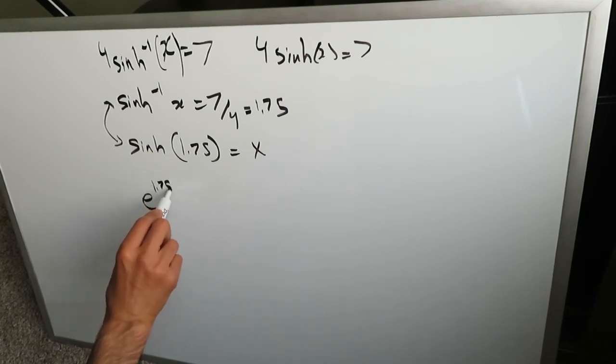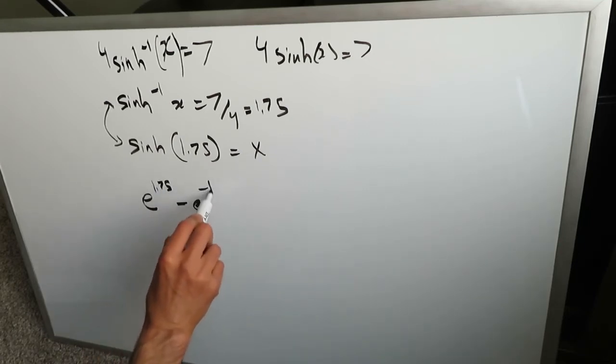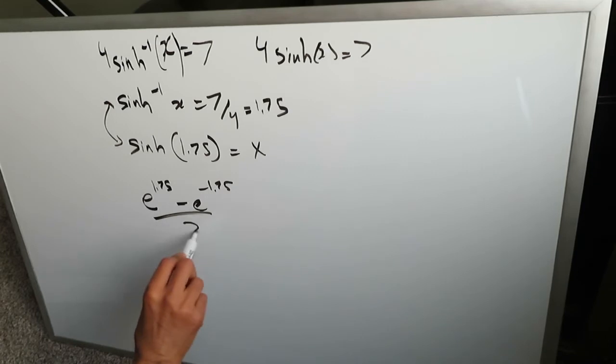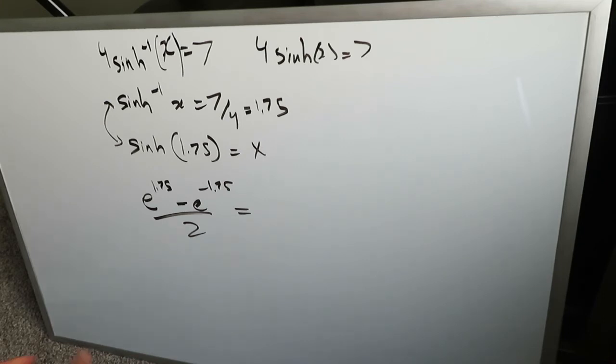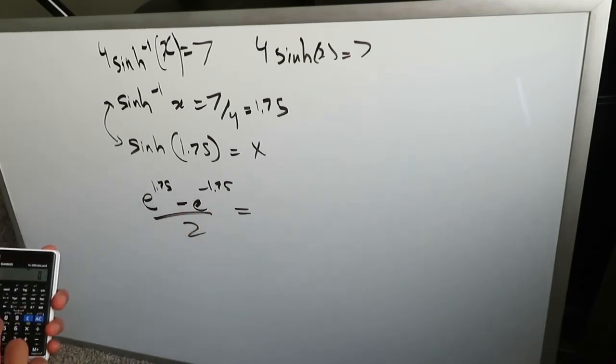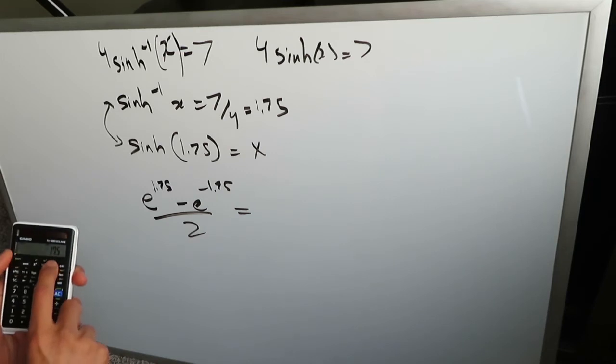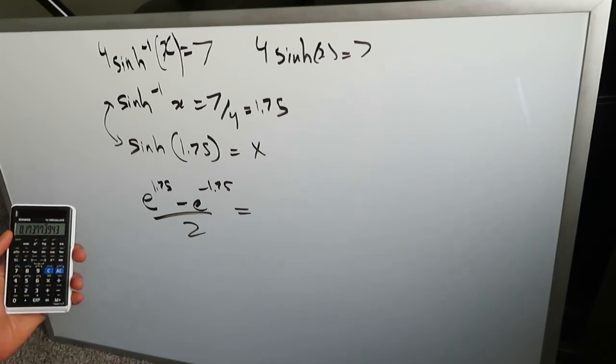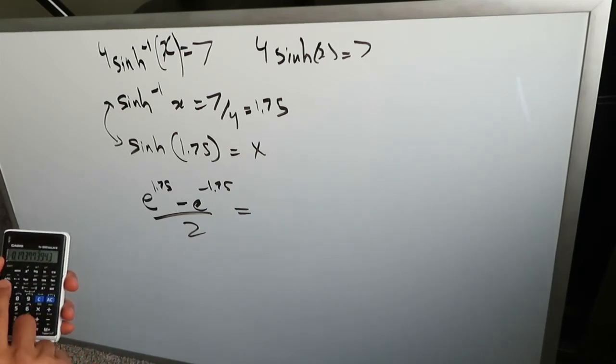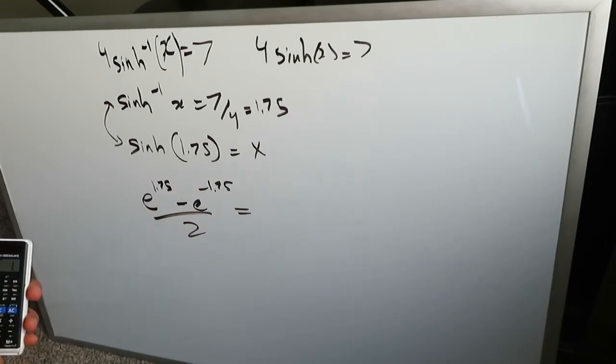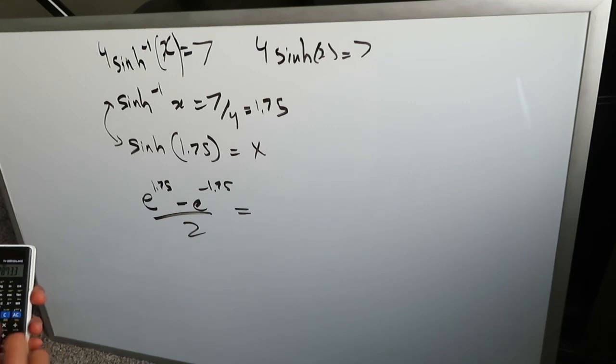e to the 1.75 minus e to the minus 1.75, over 2, to solve for what your x is. You've got to solve this out. Let's bring out that calculator and do it. Let's start with this: 1.75, minus inverse shift e, I get 0.17. I have to subtract that from this right here. Plus 1.75 shift e, natural log, divided by 2, I get 2.79.